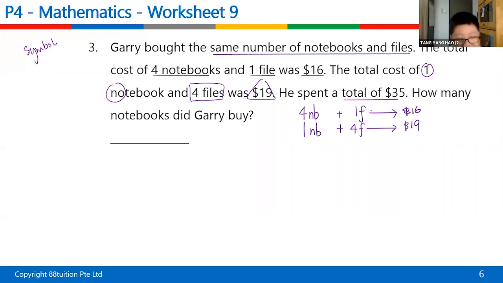Okay, whose turn? Hao Yang, your turn, right? Hao Yang, come and take a look at this. 4 plus 1, 1 plus 4. Do you notice what similarity you see in the question here? 4 NB, 1 file, 1 NB, 4 files. What do you notice about it? Oh, okay, I should ask the other way around.